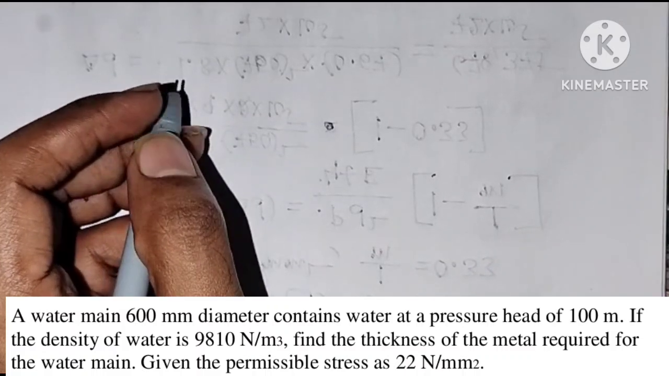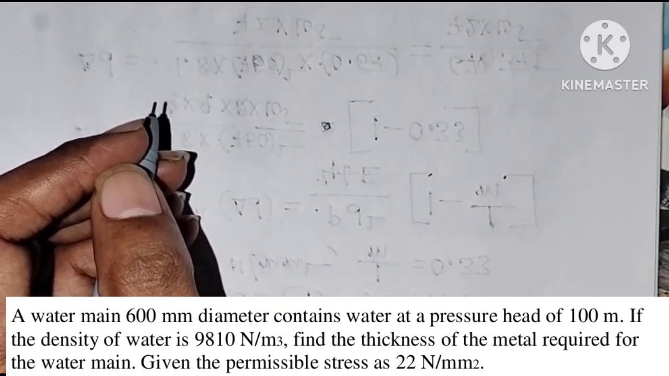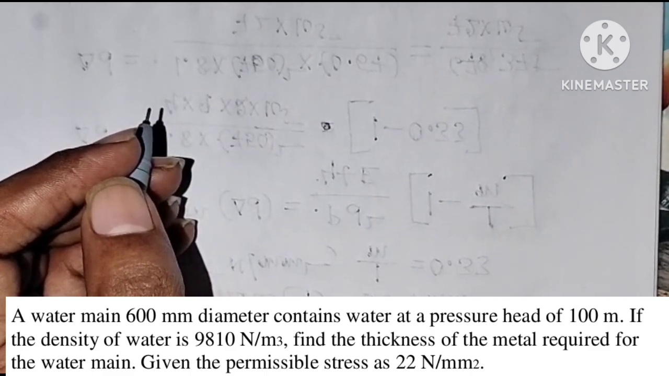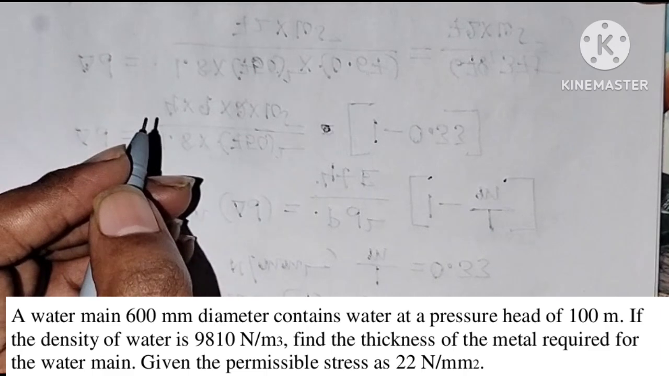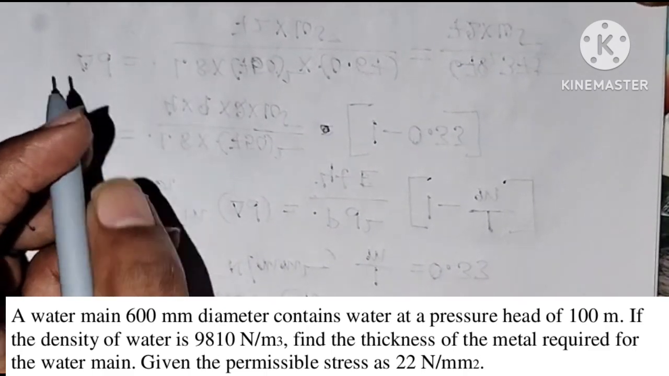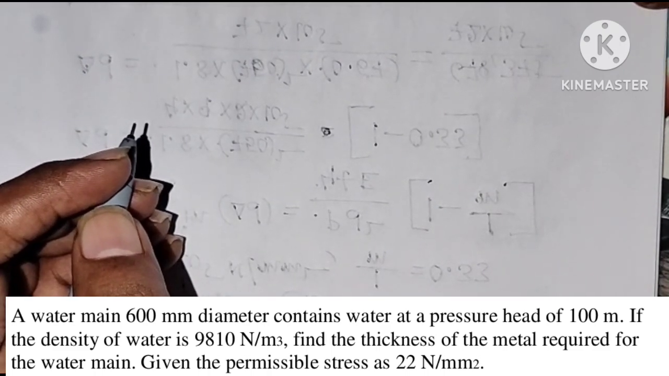A water main 600 mm in diameter contains water at a pressure head of 100 meters. If the weight density of water is 9810 Newton per meter cube, find the thickness of metal required for the water main, given the permissible stress as 22 Newton per mm square.